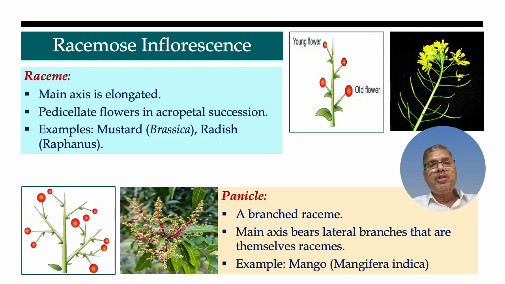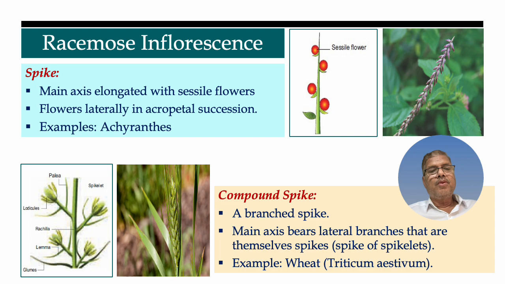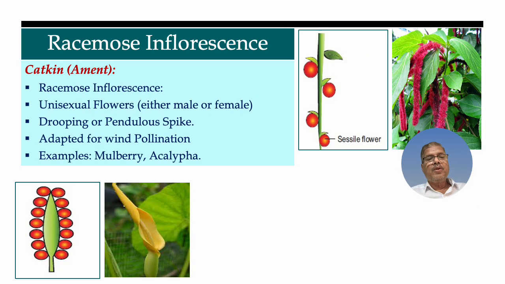Example is Mangifera indica. Spike is like a raceme, but the main axis bears sessile flowers, laterally in acropetal succession. Example is Achyranthes. A compound spike is a branched spike where the main axis bears lateral branches that are themselves spikes, that is, spike of spikelets. Example is wheat, that is Triticum aestivum.